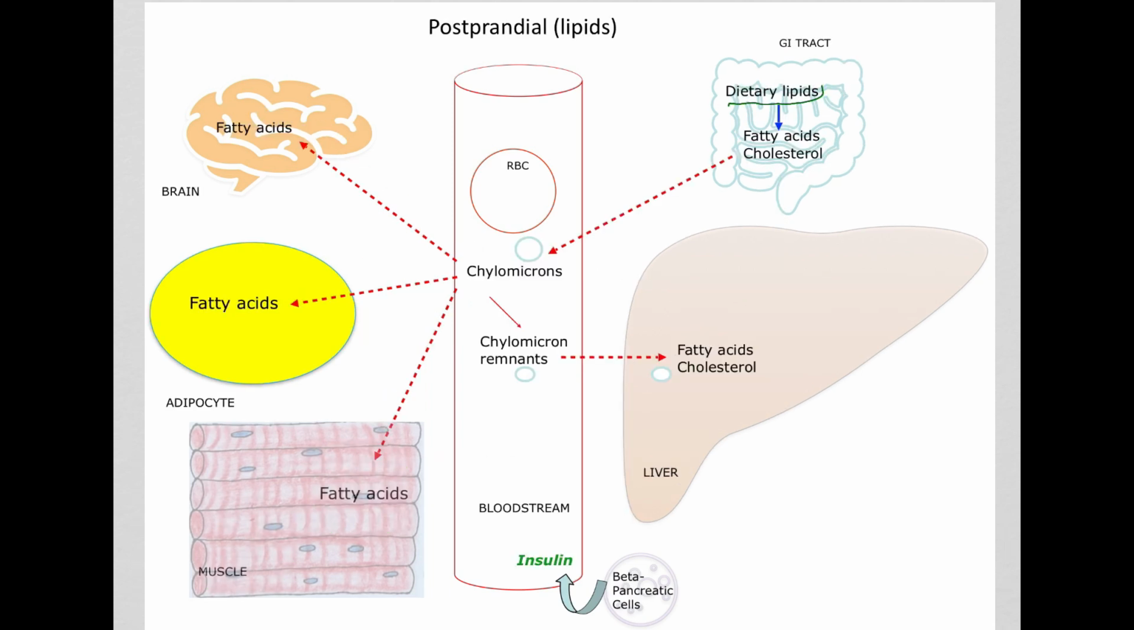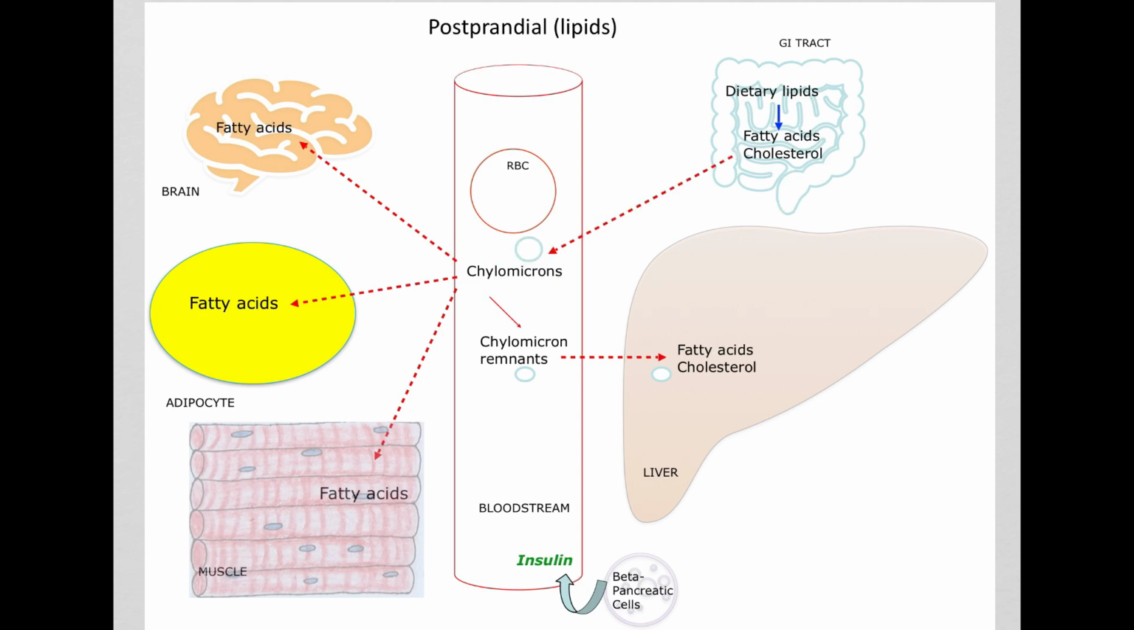Now, dietary lipids, after digestion, you will get the building blocks, such as fatty acids as well as cholesterol. Unlike glucose or the amino acids, these lipid building blocks do not go to the liver. Instead, they are assembled into lipoprotein particles called chylomicrons, and they enter the lymph vessels and eventually into the bloodstream. So these lipids will appear in the bloodstream as chylomicrons.